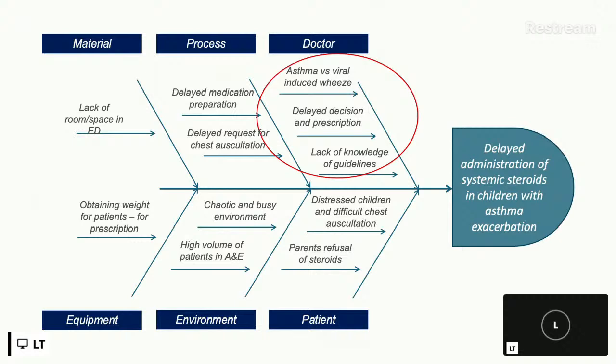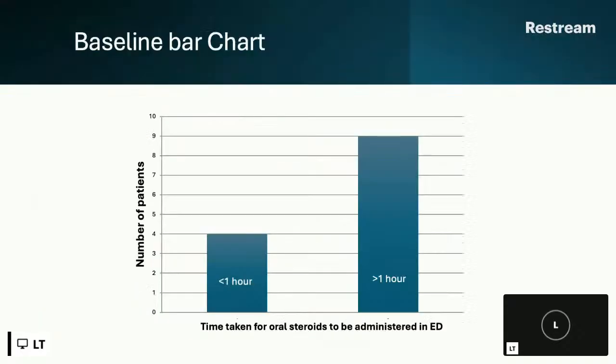Try and see which one is the one thing or the one category that you can possibly make some changes in your department. For me, it was the medical aspect. So the knowledge of asthma versus viral-induced wheeze, because in pediatrics, we don't automatically give steroids to viral-induced wheezes, but for asthma exacerbation, you do. And it's an important difference that the doctors in A&E need to be familiar with. Then you have your delayed decision, your lack of knowledge, guidelines. So based on your possible causes, you can come up with ideas for your PDSA cycles, which we'll touch on later.